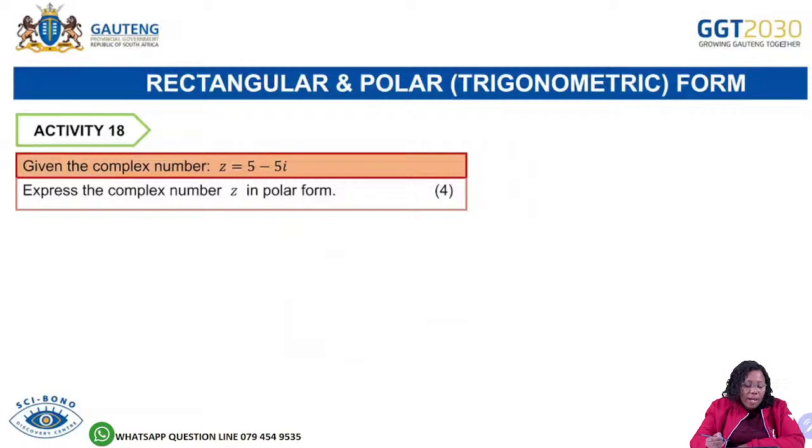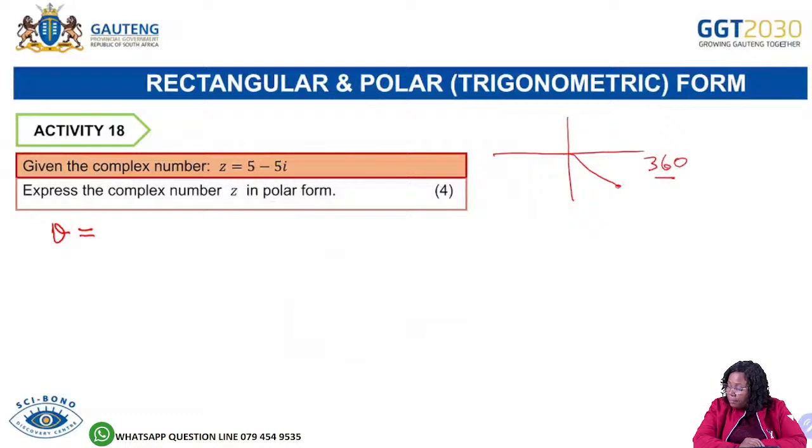Okay, and then now they say express this in polar form. Remember, our diagram is in quadrant 4. Our reduction here is 360 minus. That means now if we are expressing this in polar form, we must find the theta or the modulus and the R value, modulus and the argument.